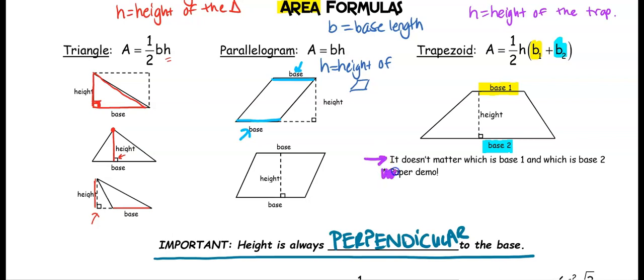Now we don't have that paper demo, we're not in class. So the base 1 and the base 2 here, it doesn't matter which one you say is base 1 and which one you say is base 2. What we do know from our quadrilateral unit is that base 1 and base 2 are the two sides that run parallel to each other. In a trapezoid, two sides are parallel, two sides are not. So when you're choosing the bases, make sure that you're choosing the two sides that run parallel to each other.